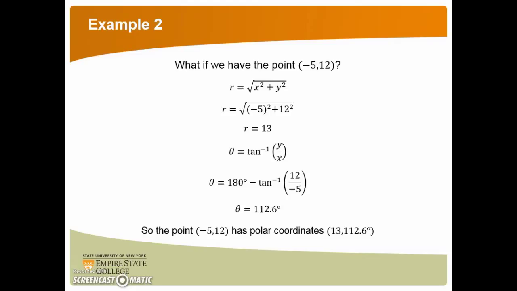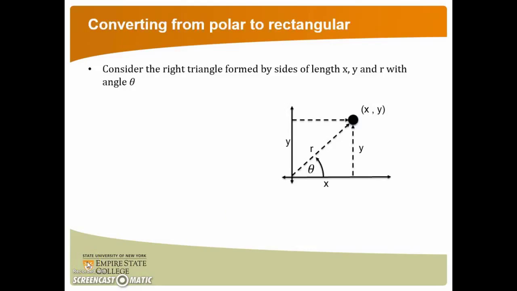But what if we know the polar coordinates and we want to find the Cartesian coordinates? Again, we look at the right triangle pictured that is formed with legs of length x and y and the hypotenuse of length r and angle theta. We have values for r and for theta. Using this known information, we can set up appropriate trigonometric ratios. We have cosine of theta equal to the ratio of x to r.